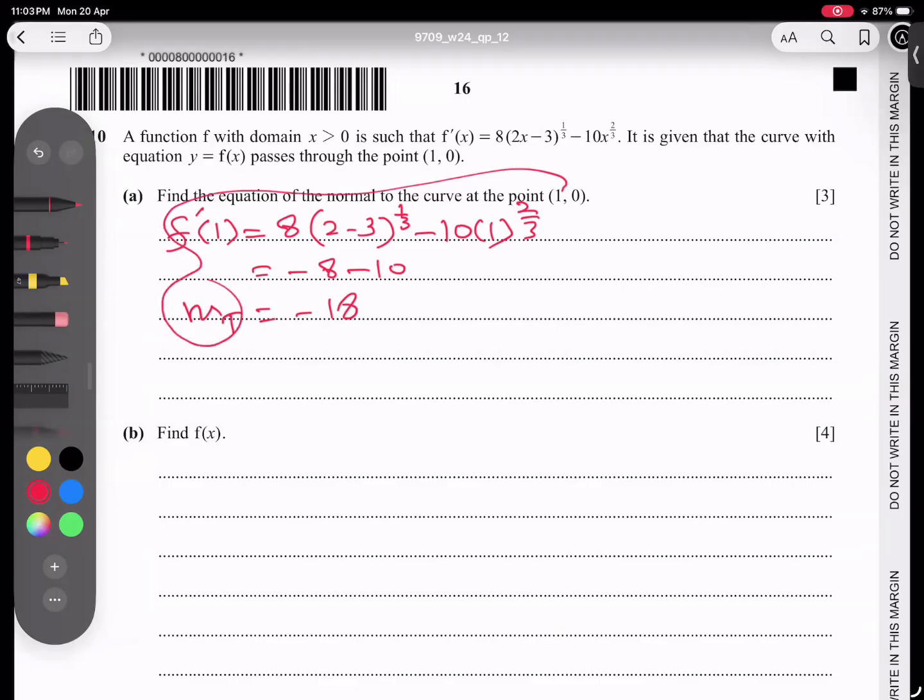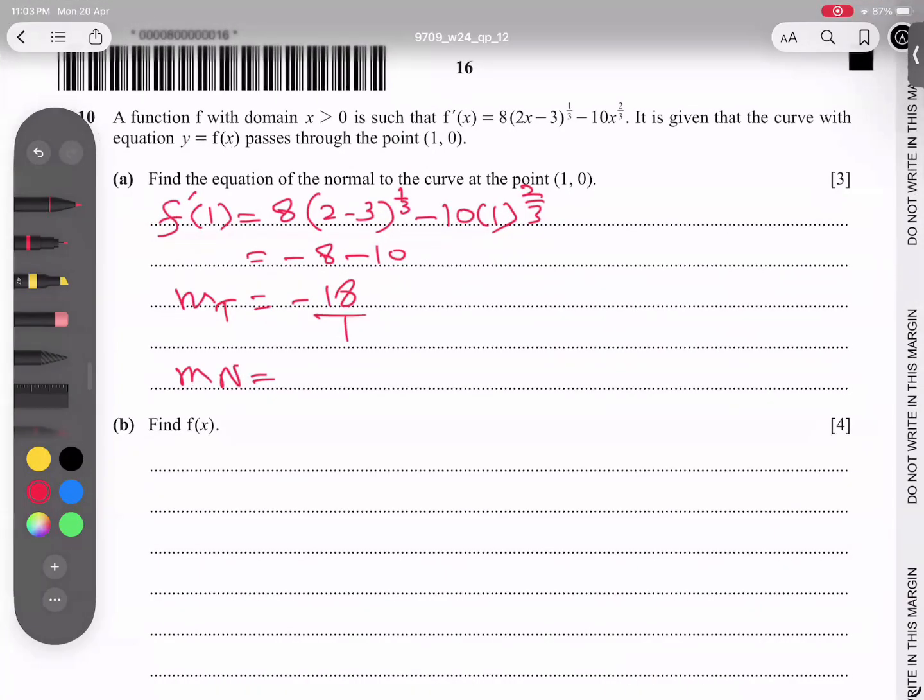Whenever we plug in the x value, it always gives the tangent gradient by default, but I'm looking for the normal. So at base it has a 1 down, so 1 up, 18 down, the negative reciprocal. I think the idea is very clear: positive 1 by 18.